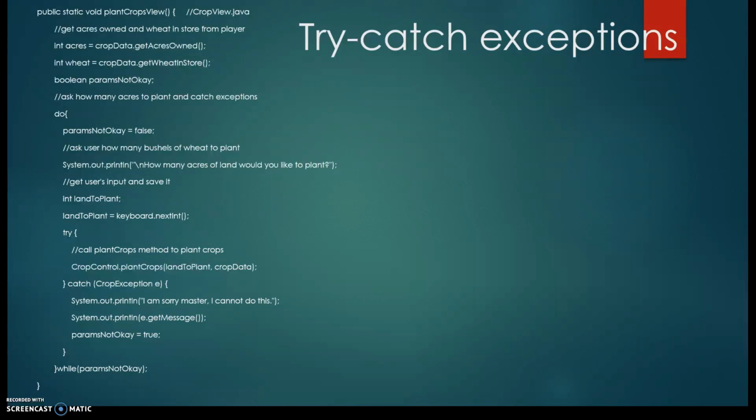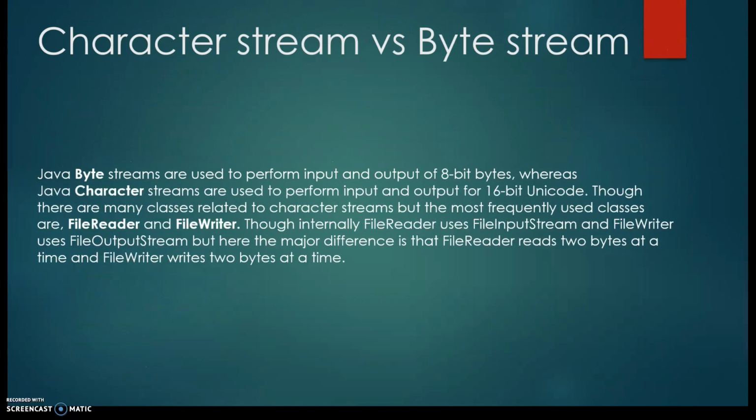And if it's not, it throws an error message and then starts again. So it's going to start asking the user the same question of how many acres of land to plant, and so on. So, character streams versus byte streams.